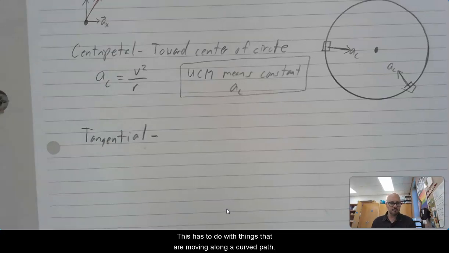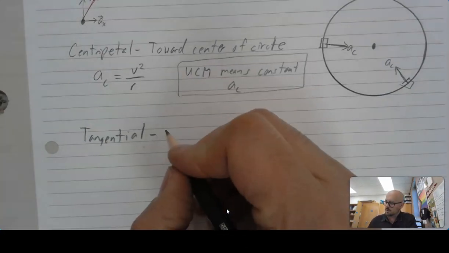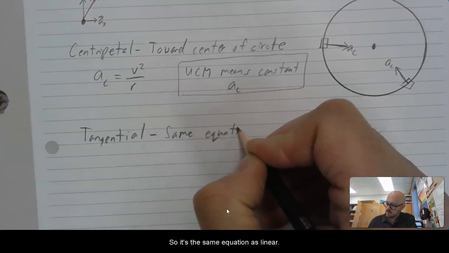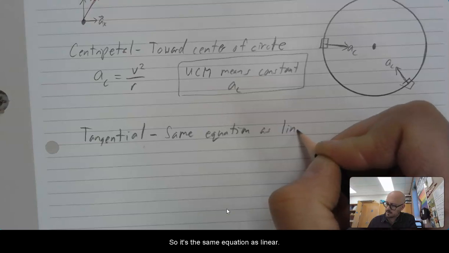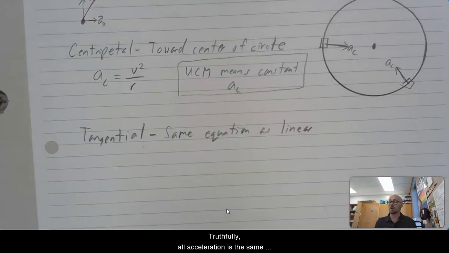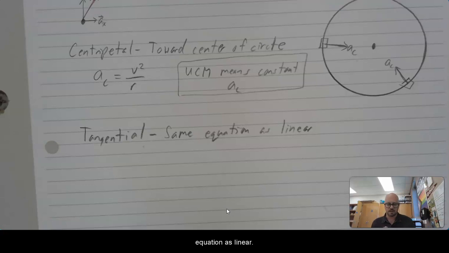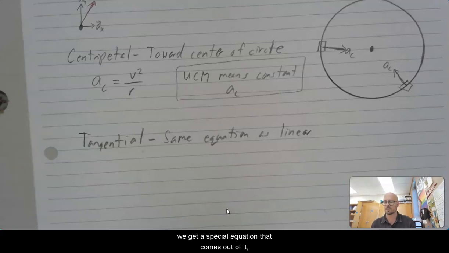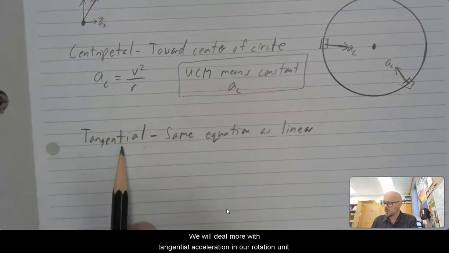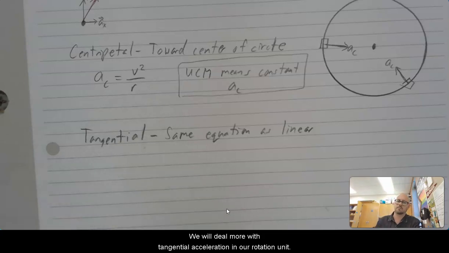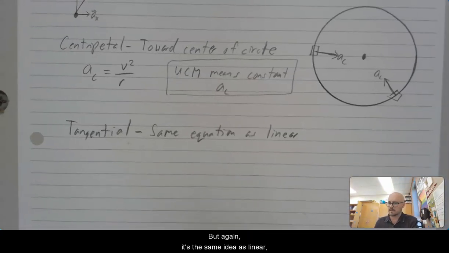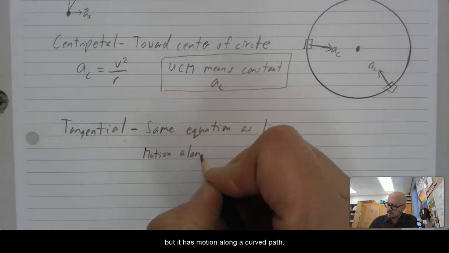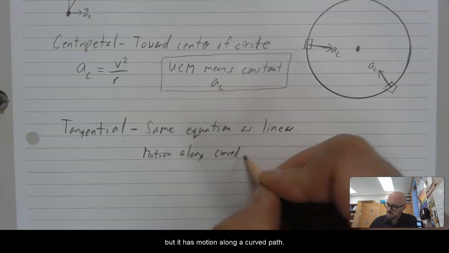This has to do with things that are moving along a curved path. So it's the same equation as linear. Truthfully, all acceleration is the same equation as linear. It's just that the way that it plays out with centripetal, we get a special equation that comes out of it, v squared over r. We will deal more with tangential acceleration in our rotation unit, but again, it's the same idea as linear, but it has motion along a curved path.